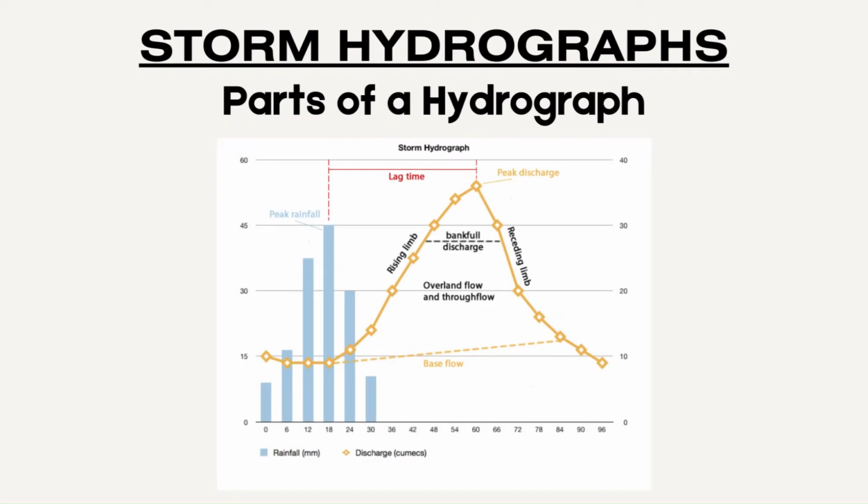After the peak, the river starts to empty, and the line begins to fall. This downward curve is called the receding limb or falling limb, as the river returns to normal flow. Finally, we have the base flow, the light orange dashed line. This is the normal day-to-day flow of the river, mostly fed by groundwater and unaffected by recent rain.